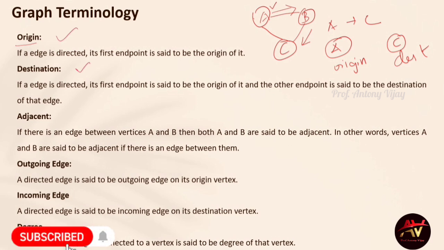This can be applicable only through a directed graph. So this only happens with the help of a directed graph. With an undirected graph, it is difficult. So that is why we are using a directed graph like this.